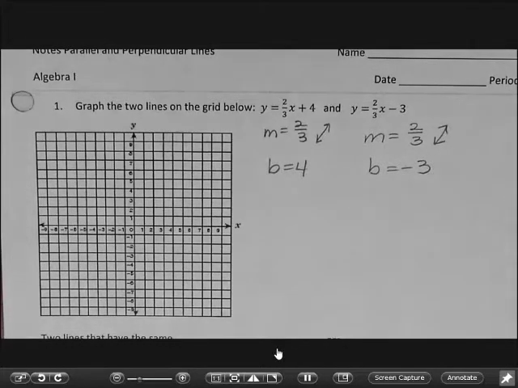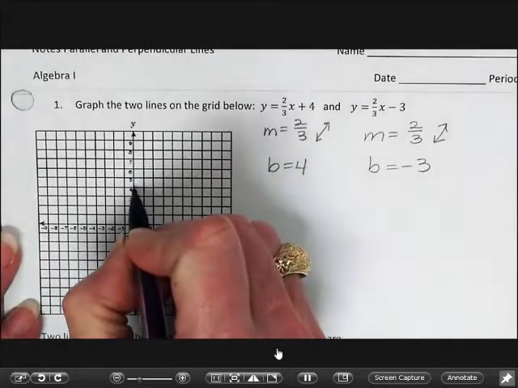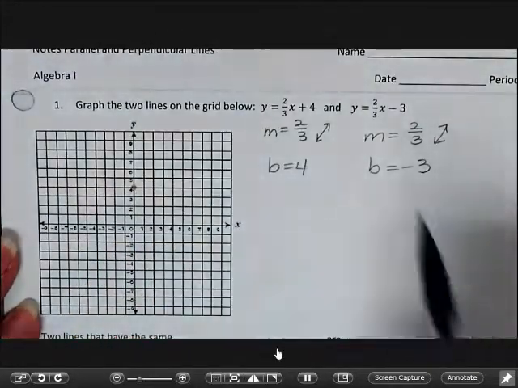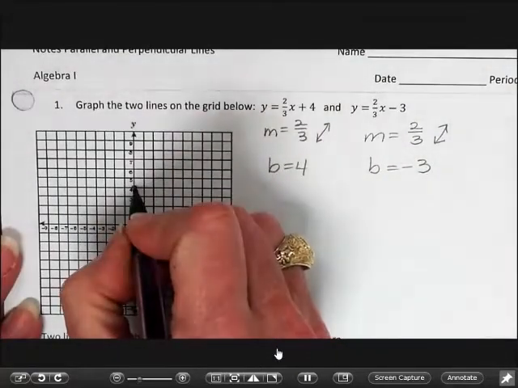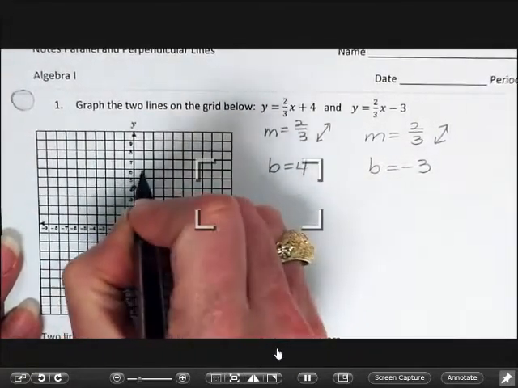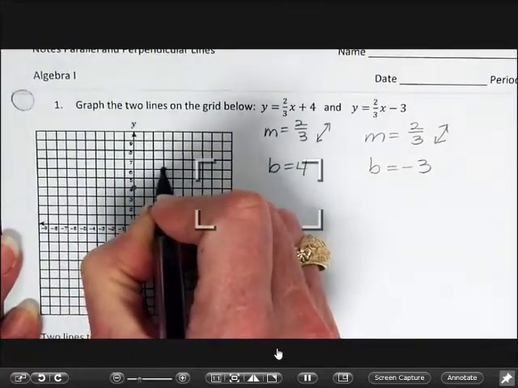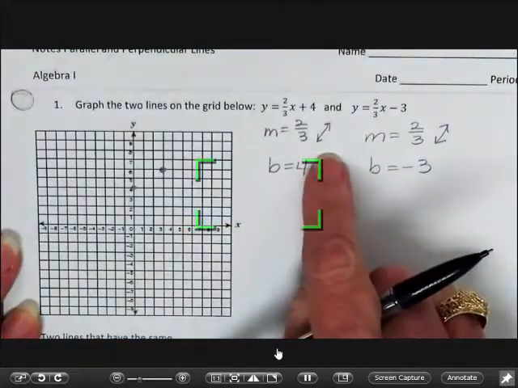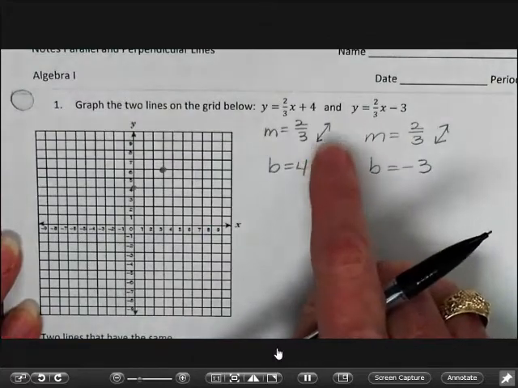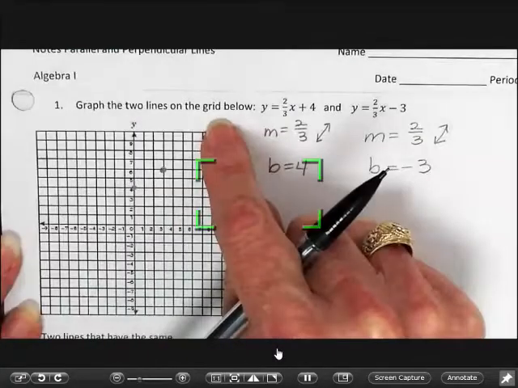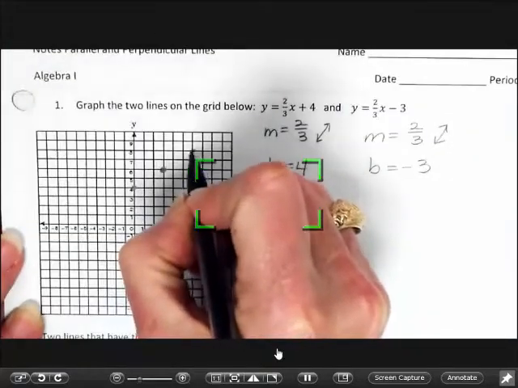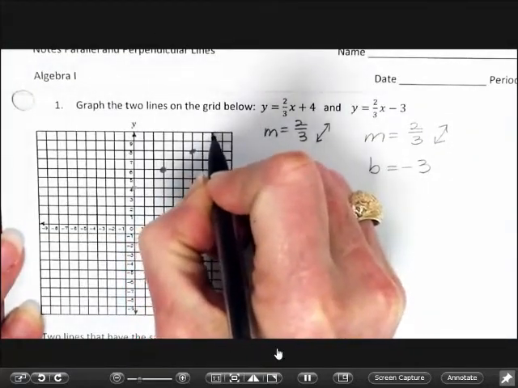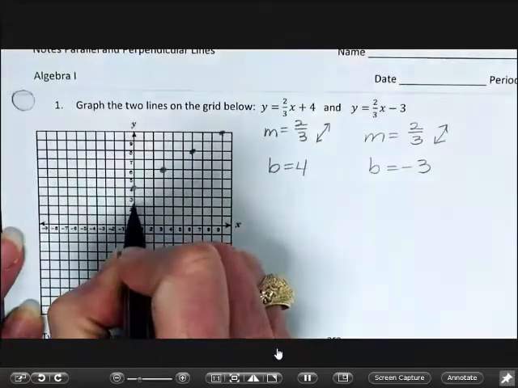Okay, so let's graph this. First line, we're going to start at +4. So go to +4, put your first point, and then this slope tells us to rise 2, run 3. So when you rise 2, make sure that you run in the correct direction. That's going to give you a line that's going uphill. We know our line is going to need to be going uphill for a positive slope. And then continue getting as many dots as you can. You're going to get better lines by doing that.